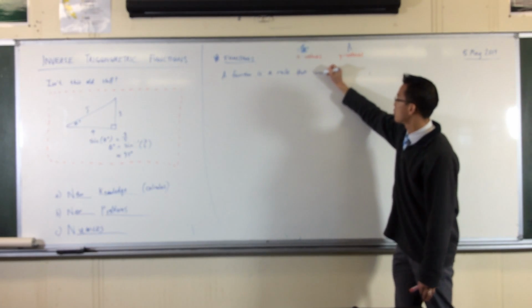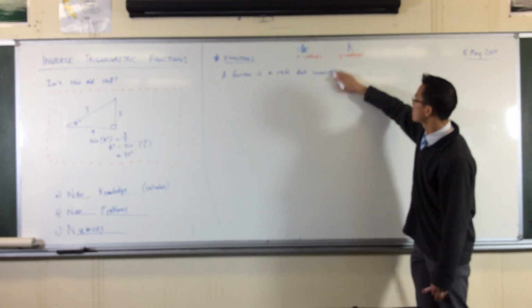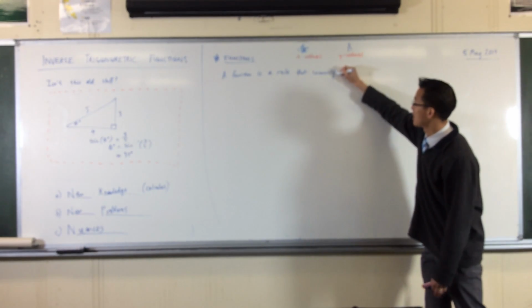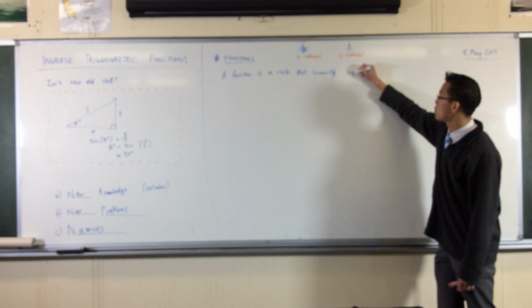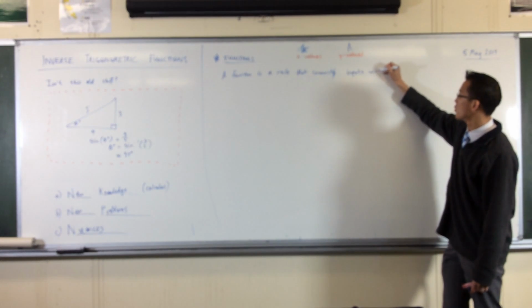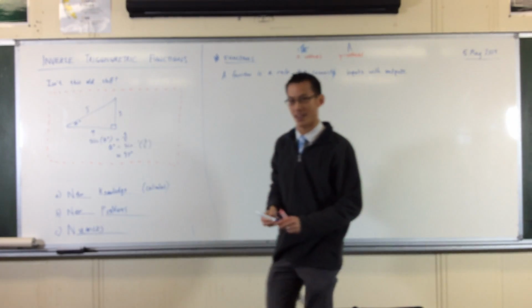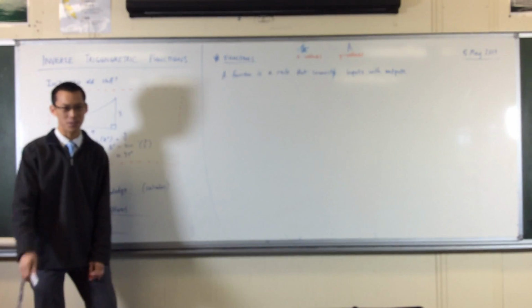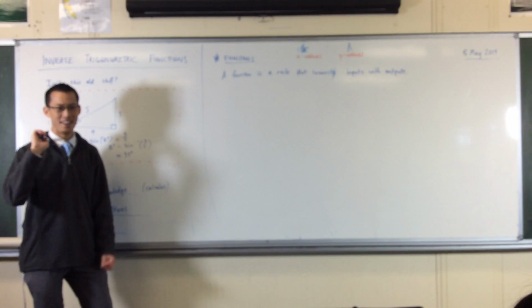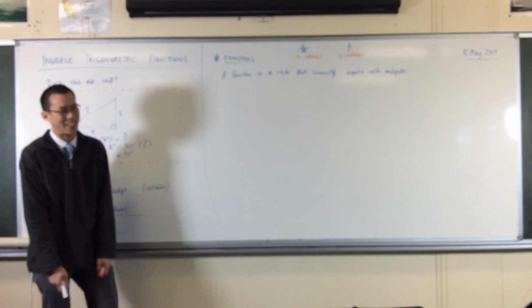We usually call them inputs and outputs. That is a rule that connects inputs with outputs. I see 3 pieces here. And I wonder how you compare to your definition.